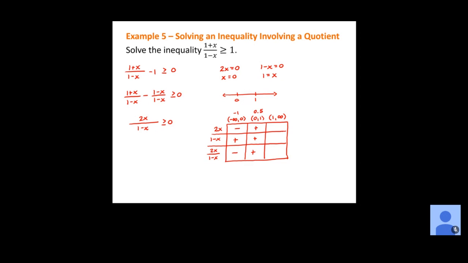And then something bigger than 1, we'll go with 2. 2 times 2 is 4, so that's a positive value. 1 minus 2 is actually negative 1, so there's a negative. And now because we have an odd number of negatives, we know the quotient is going to be negative. So in terms of our number line now, we have a negative, a positive, and a negative.